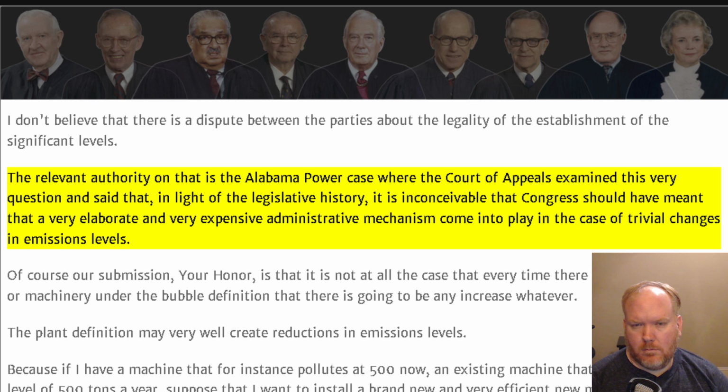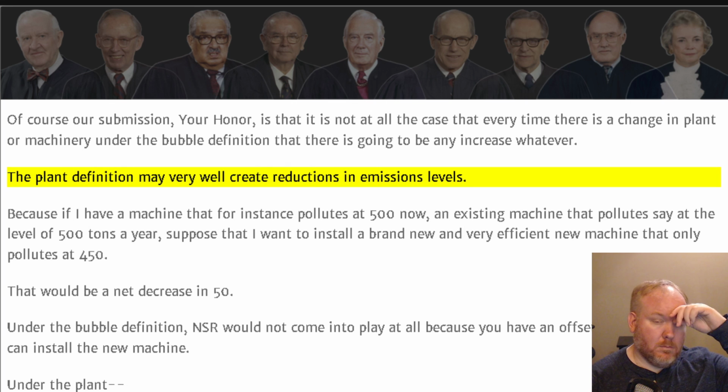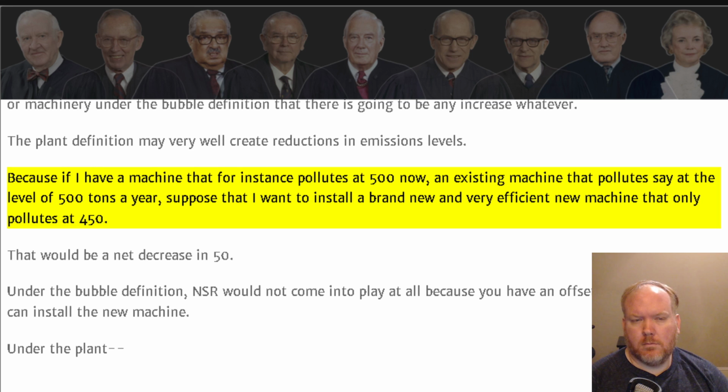Of course, our submission, Your Honor, is that it is not at all the case that every time there is a change in plant or machinery under the bubble definition that there is going to be any increase whatever. The plant definition may very well create reductions in emissions levels. Because if I have a machine that, for instance, pollutes at 500 now, an existing machine that pollutes, say, at the level of 500 tons a year, suppose that I want to install a brand new and very efficient new machine that only pollutes at 450.